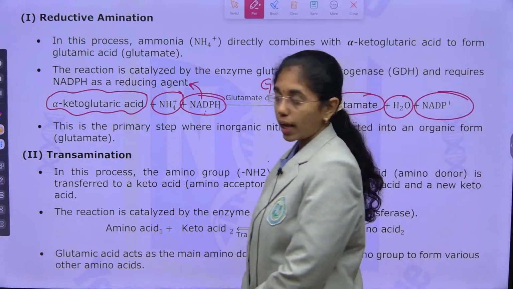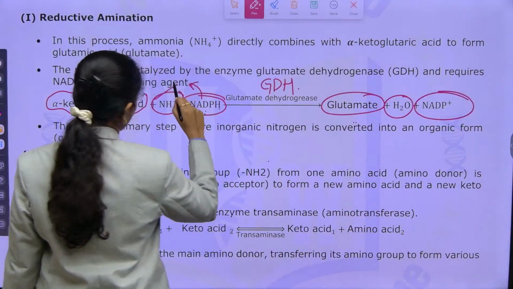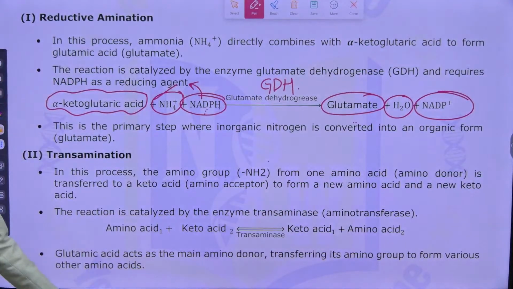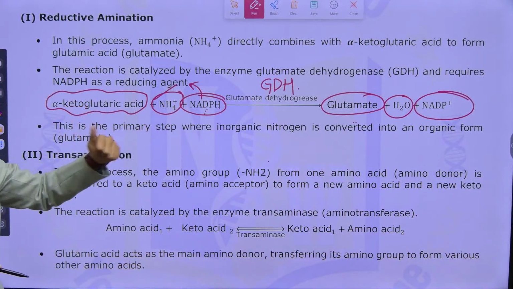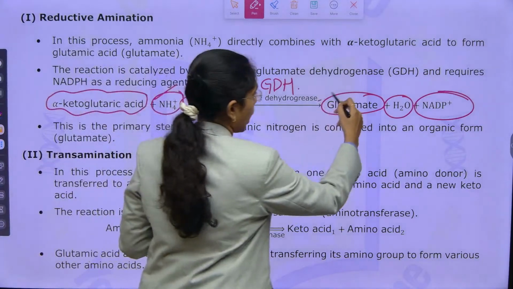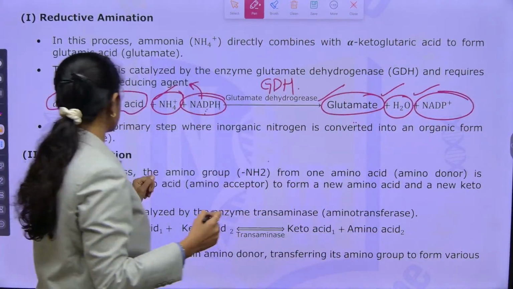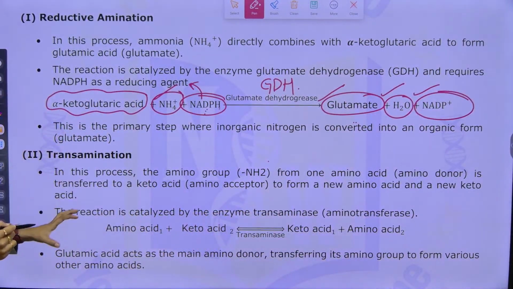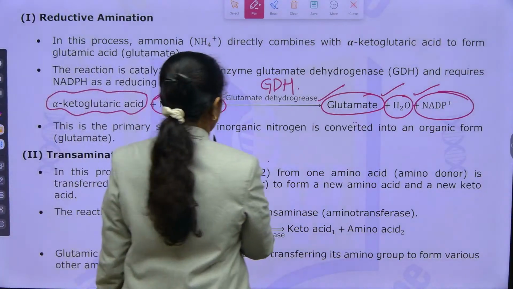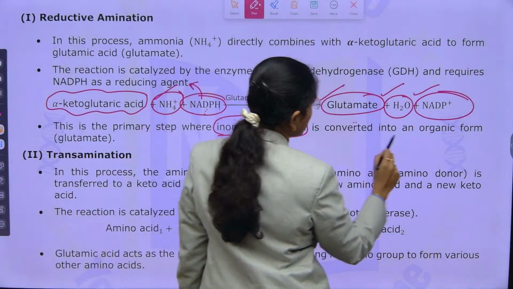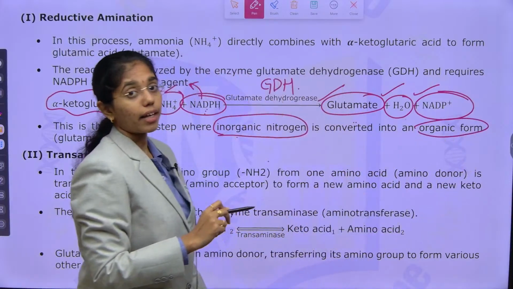Fine, right? Alpha ketoglutaric acid with ammonia and NADPH in the presence of the enzyme glutamate dehydrogenase will give out the products like glutamate, water and NADP plus. This is the primary step where inorganic nitrogen is converted to the organic form.